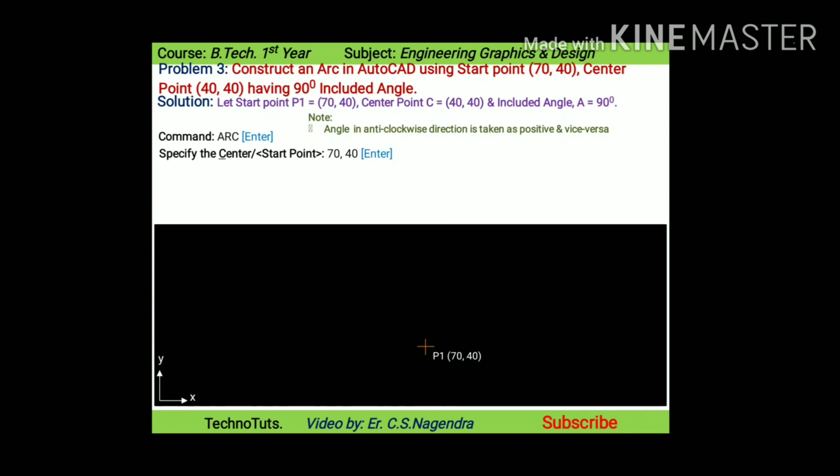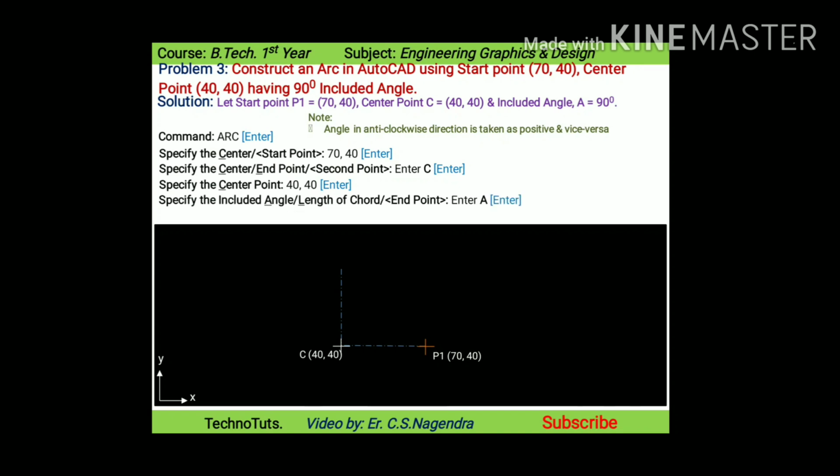Point P1 will be visible on the viewport. Now computer will ask you specify the center, end point or second point. Type there C and press enter key. Now the computer will ask you specify the center point. Type there 40, 40 and press enter key. You will see point C will also be visible on the viewport. Now the computer will ask you specify the included angle, length of chord or end point.